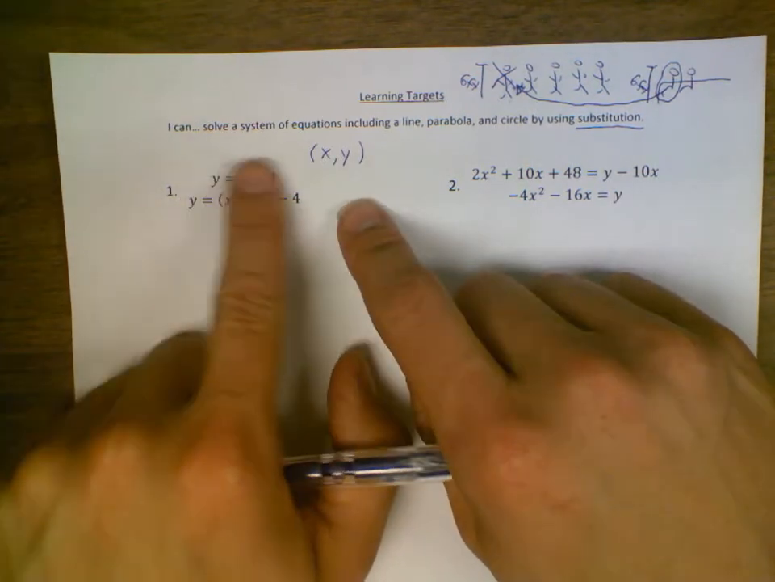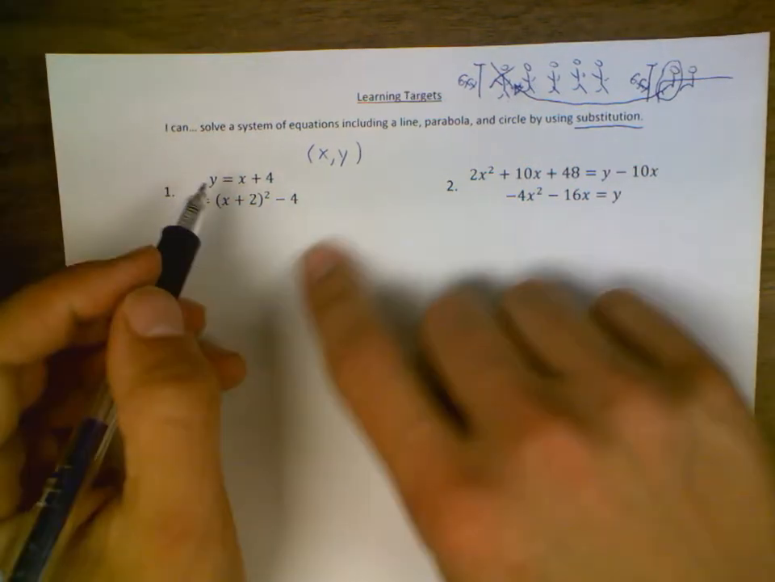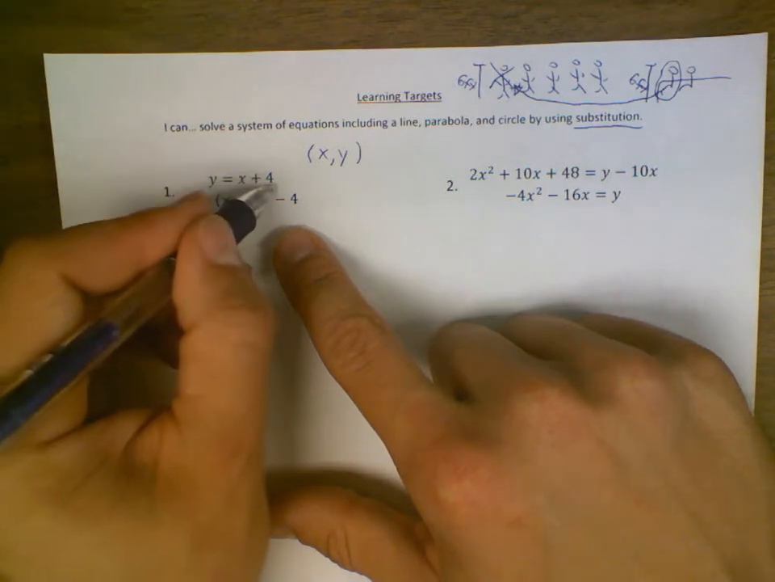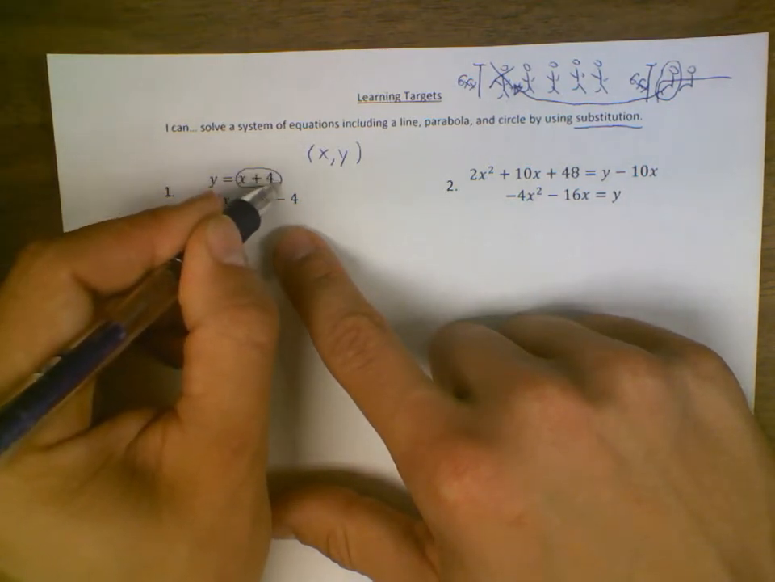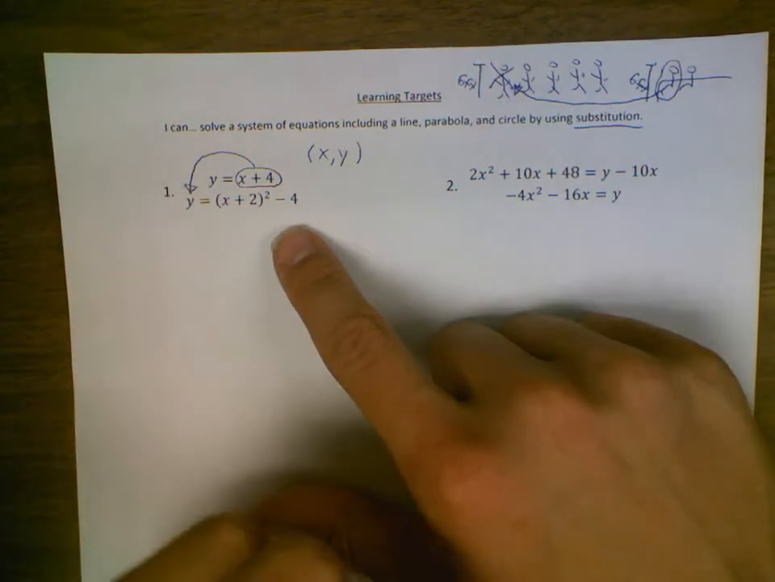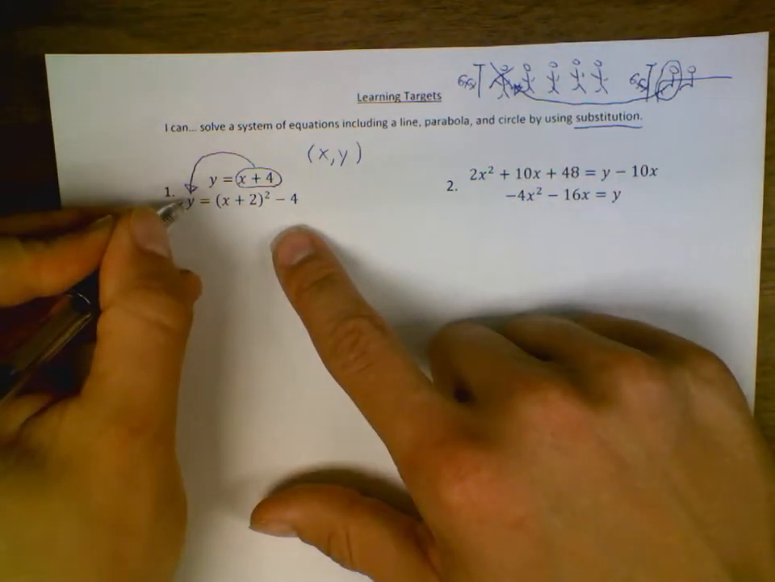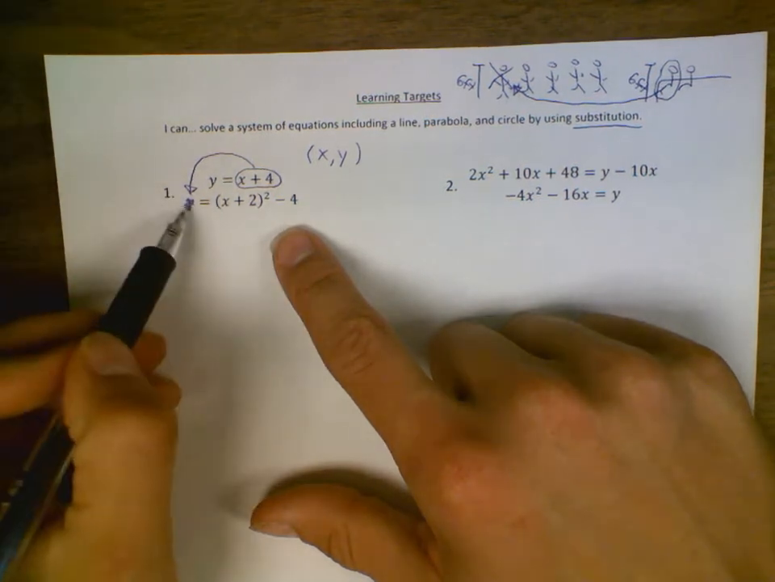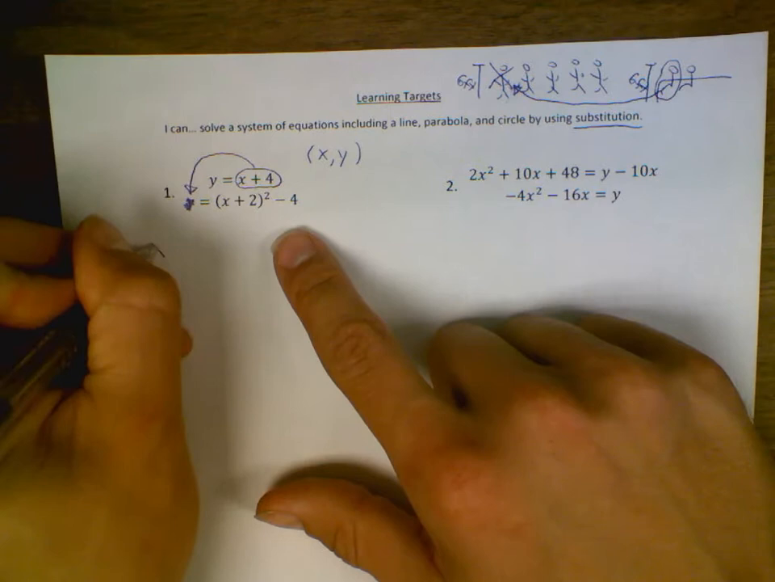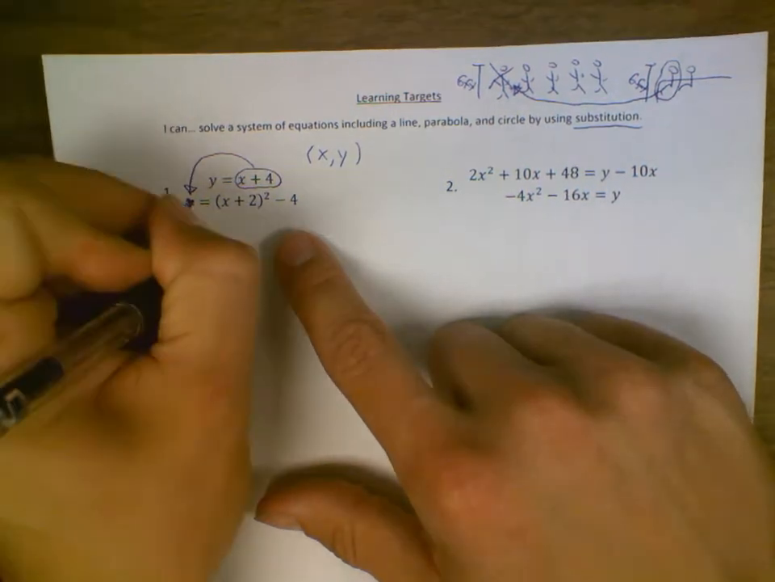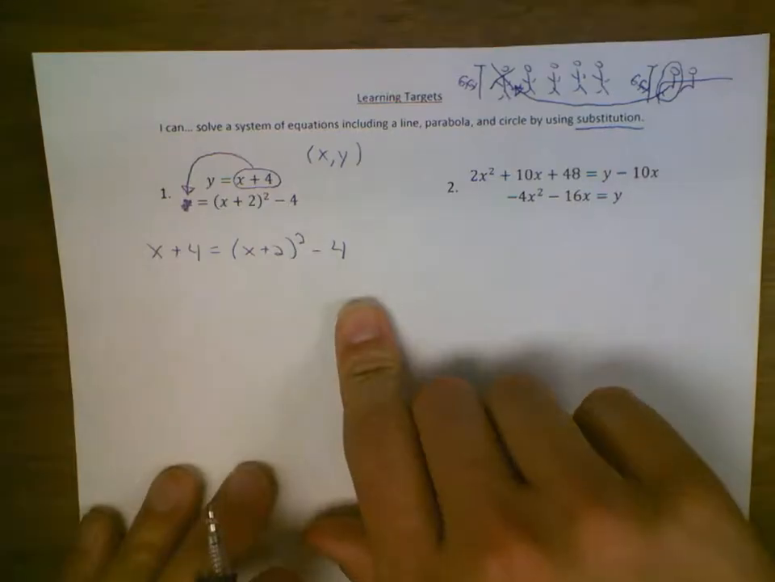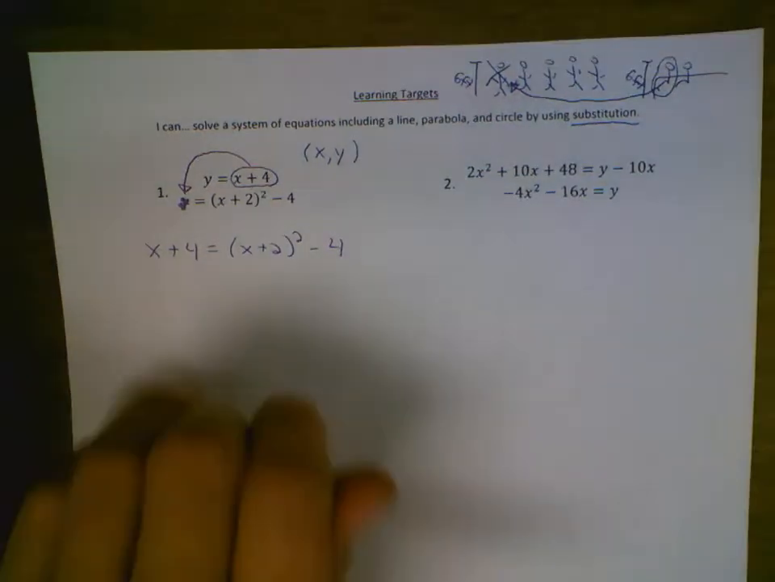So to do this, I'm going to solve this using substitution. I notice that in the first equation, it says y equals x plus 4. So I can take the x plus 4 and substitute that in for y in the second equation. So y, so to speak, is coming out of the game, and I'm replacing it with what it's equal to, which is x plus 4. So I get x plus 4 equals the quantity (x plus 2) squared minus 4. And then I'm going to solve this for x.